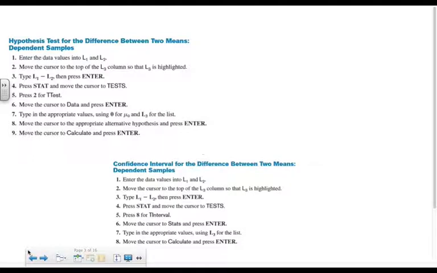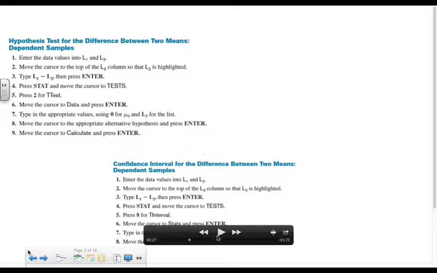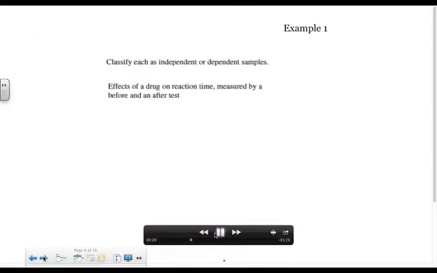So moving on to example 1, can we tell the difference between something that's dependent and independent on each other? If it's independent, it's easy. You can go back and use what we did before. If it's dependent, we have to use this test. So let's look at dependent and independent.